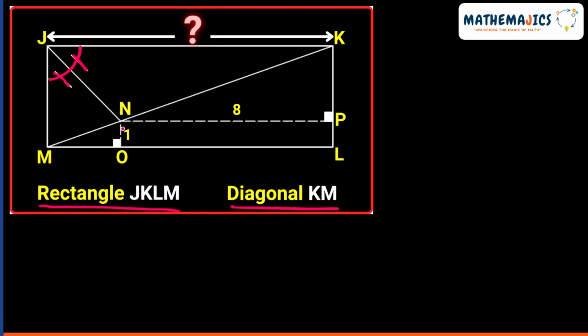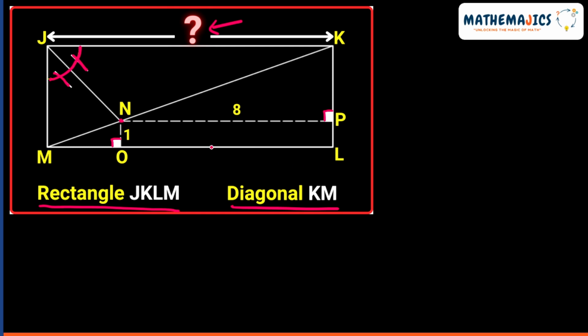Apart from this, it is also given that the perpendicular distance of point N from the side KL is 8. This shows that this is the perpendicular distance. Similarly, the perpendicular distance of point N from side ML is 1, right? So what do we need to find out? We need to find out the length of this rectangle JK, or you can also find ML.